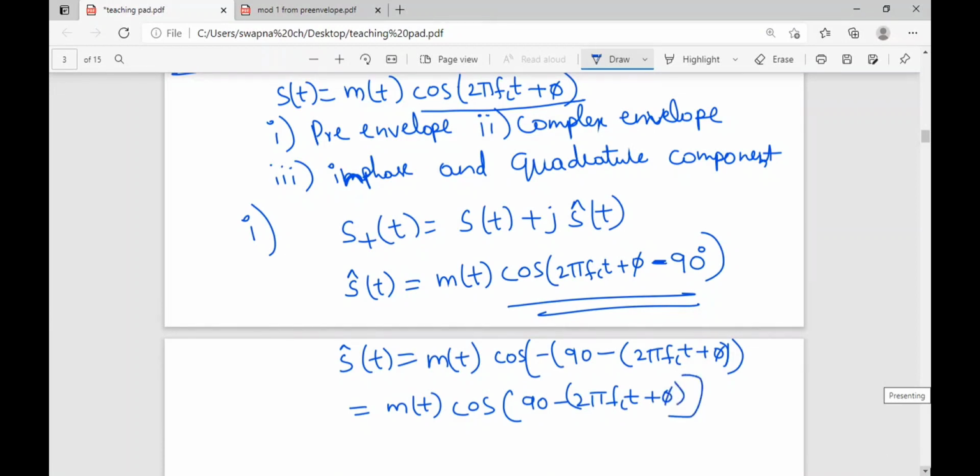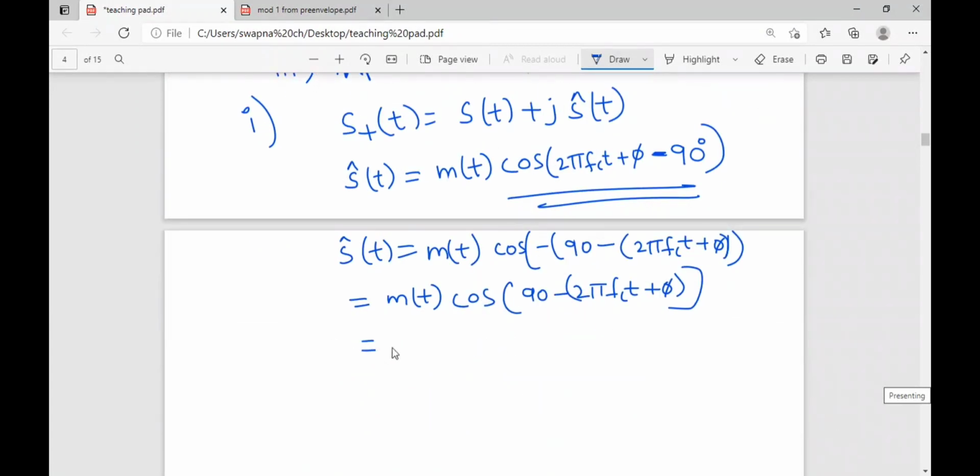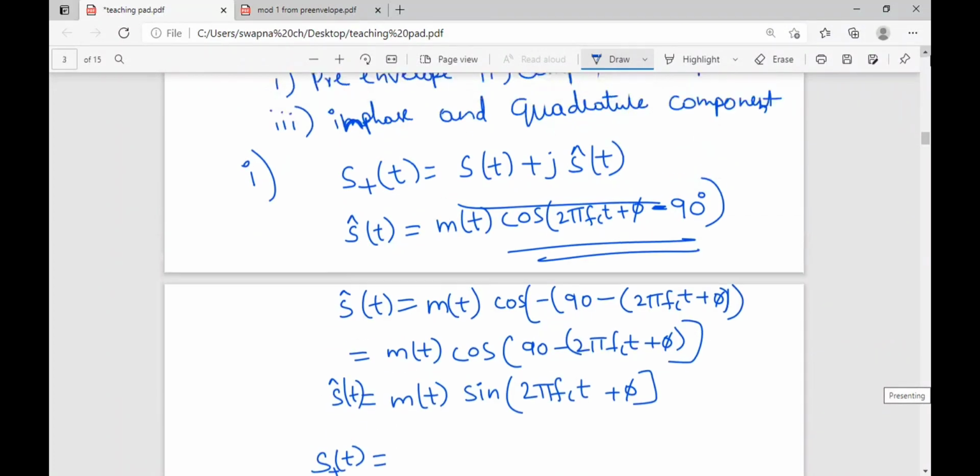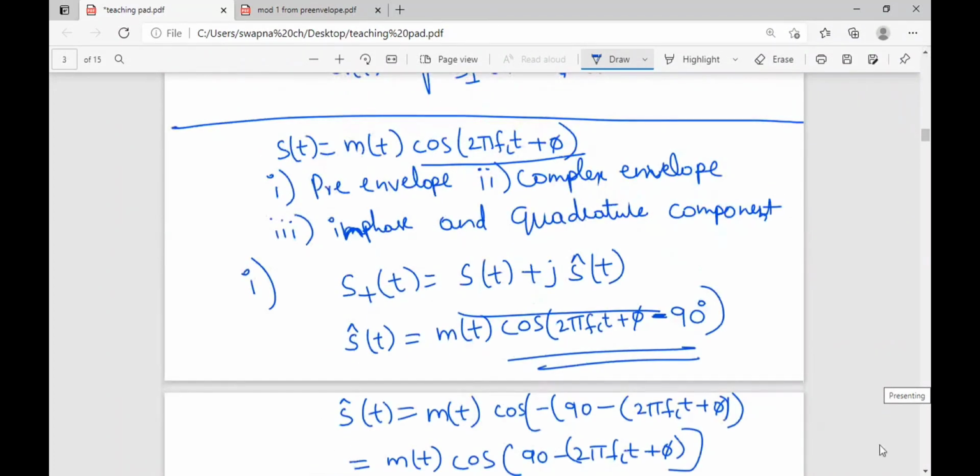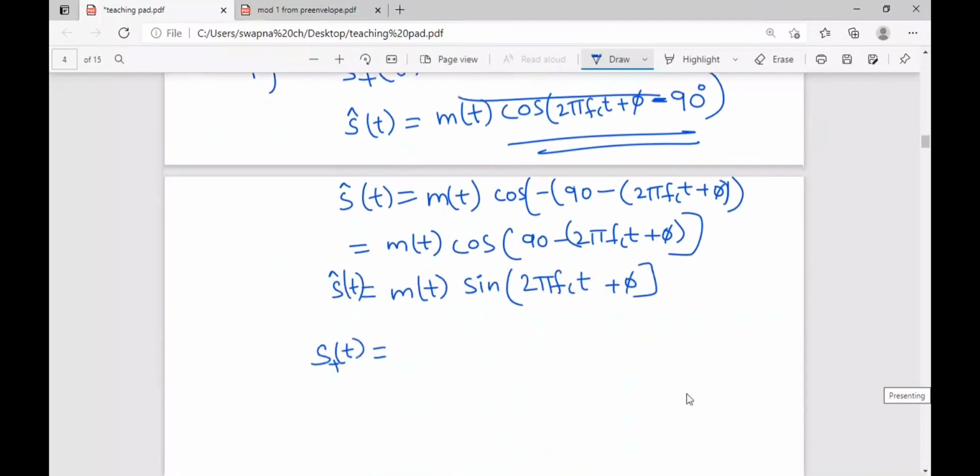So this is nothing but m of t cos 2 pi fct plus phi. Others, you need not wait for me, you can just solve it. This is what here S cap of t. But what I want is the pre-envelope, S plus of t. So S plus of t is nothing but S of t plus j S tilde of t. What is S of t? Given m of t cos 2 pi fct plus phi.